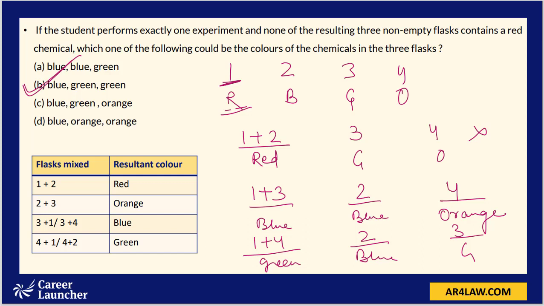We need to have clarity because we do not want a red chemical to be there and we are only conducting one experiment. So definitely the contents of flask 1 would be mixed with the contents of some other flask. So that's what we are checking here.